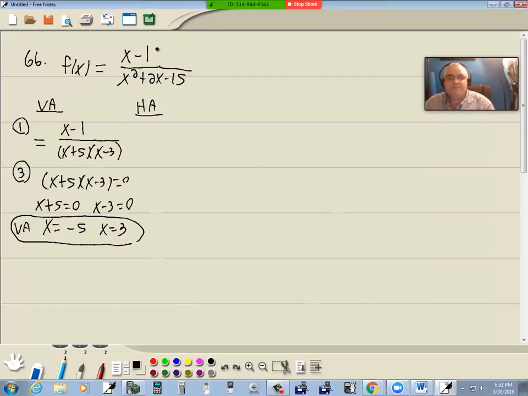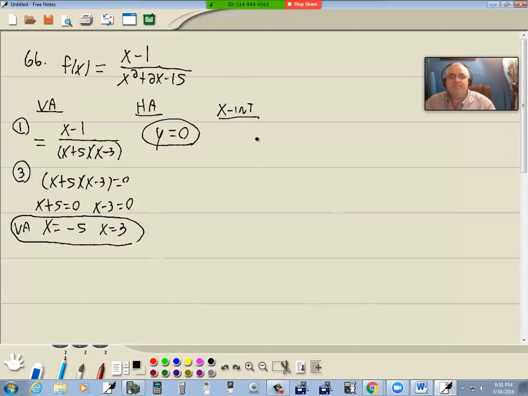Now, horizontal asymptote. Degree of the top is 1, degree of the bottom is 2, so the degree of the bottom is larger. If the degree of your bottom is larger, then your horizontal asymptote is always y is equal to 0. Now, there is no slant asymptote. The degree of the top must be exactly 1 larger than the bottom.